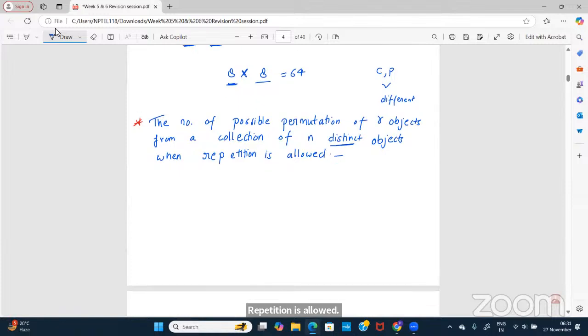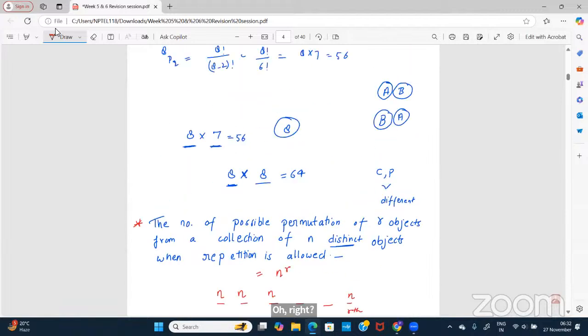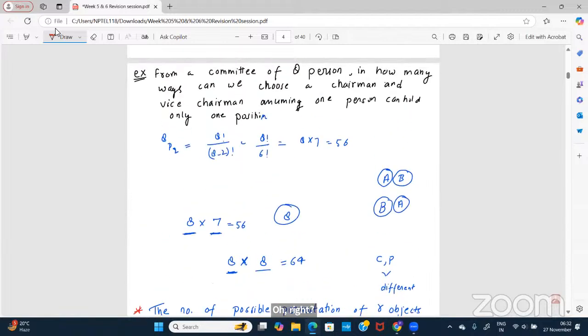Okay, so we can use the same analogy here also. Let's suppose you have to select r objects out of the n. So you have r places. For the first place you have n options. For the second also you have n options. For the third also, and for the r-th place also you have n options. So that will be equal to n to the power r, right? Here you can see in the above question, n is equal to 8, right?